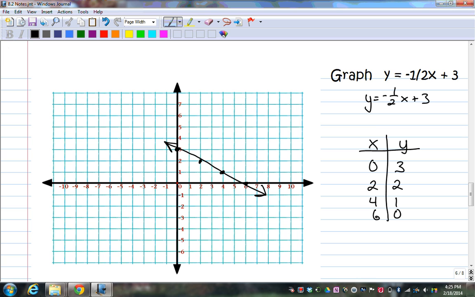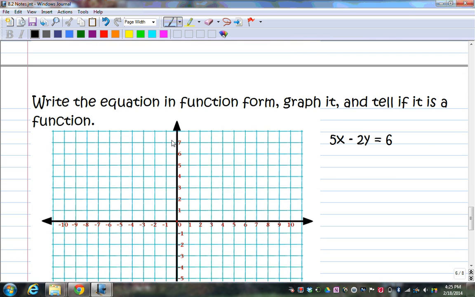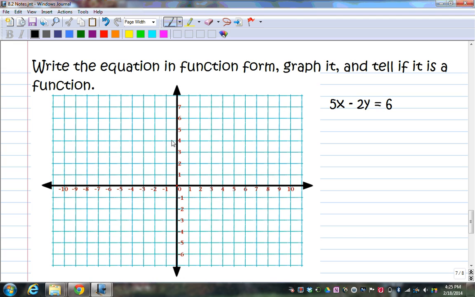Now, what I want you to do is I'm going to give you another one. So this time you're going to have to solve for y, in other words, put it in function form or slope-intercept form, and then graph it. Okay, so pause the video and try this, and make sure this is on graph paper. I don't want this loose in your notes. On graph paper. Okay, pause the video.